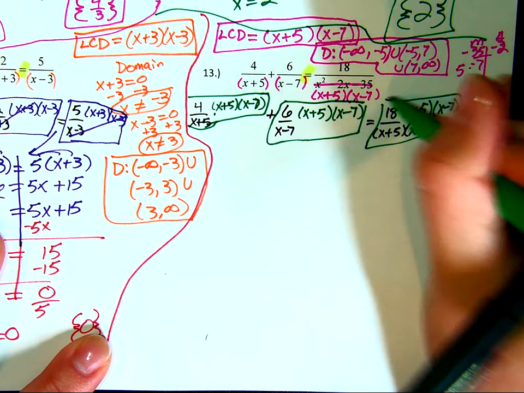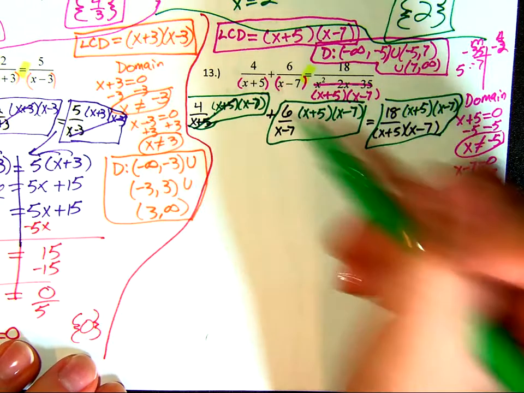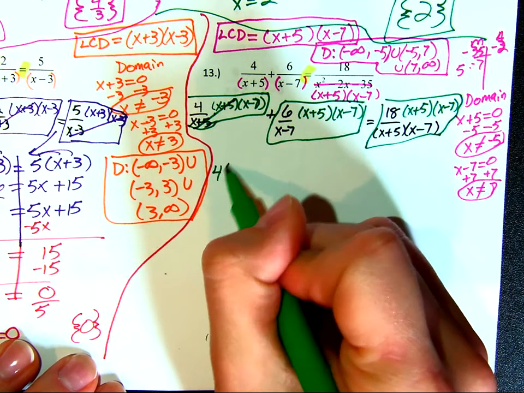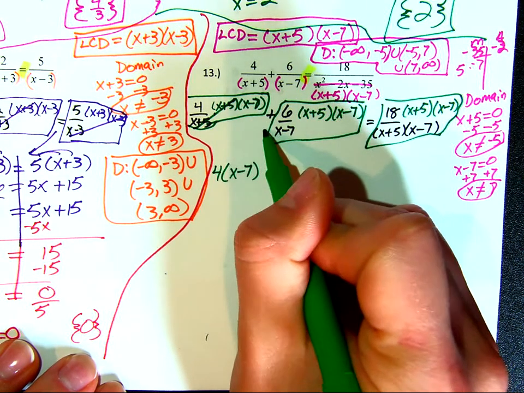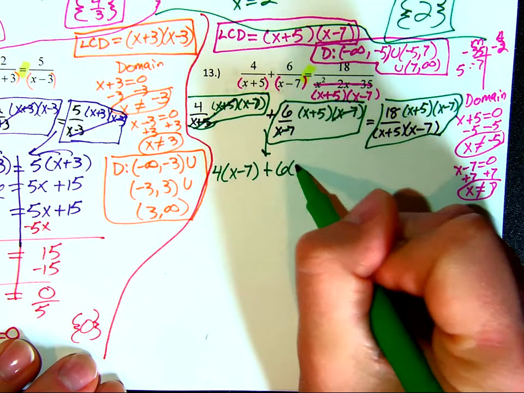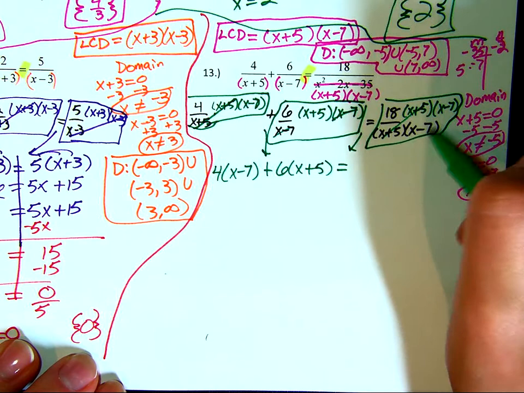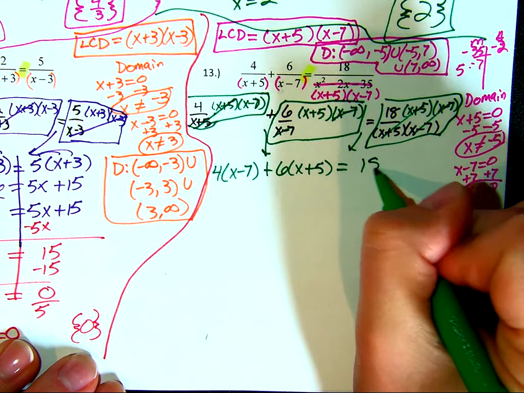Now we can start canceling things out. The x plus 5's cancel, leaving us with 4, x minus 7. Bring down the plus sign. X minus 7's cancel out, leaving us with 6, x plus 5. Bring down your equal sign. X plus 5, x minus 7 cancels out, leaving us with 18. So now we can go ahead and start solving.